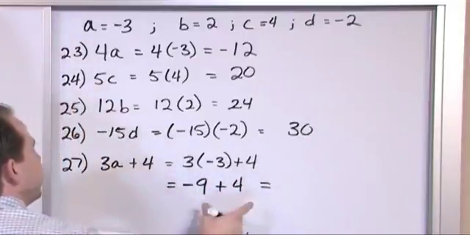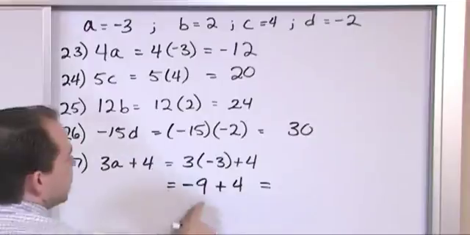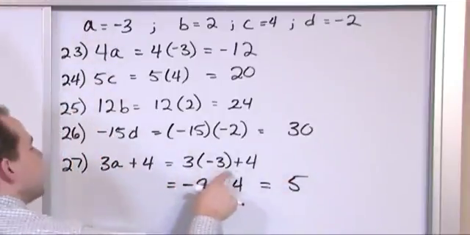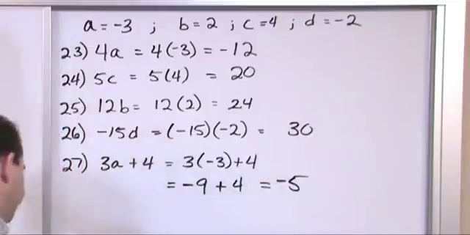And to add these, you have to use the rules of addition. So the signs are different, so we subtract them. So we're going to put a 5. The sign comes from the absolute value of the larger number. So we're going to get a negative 5 there.